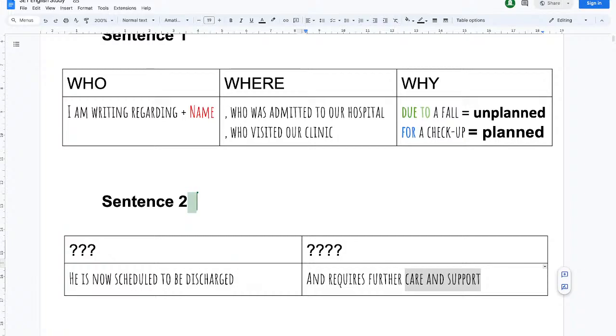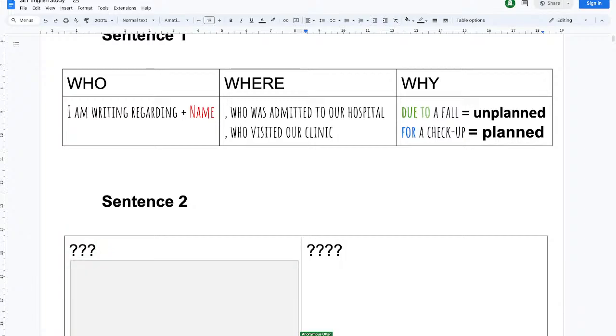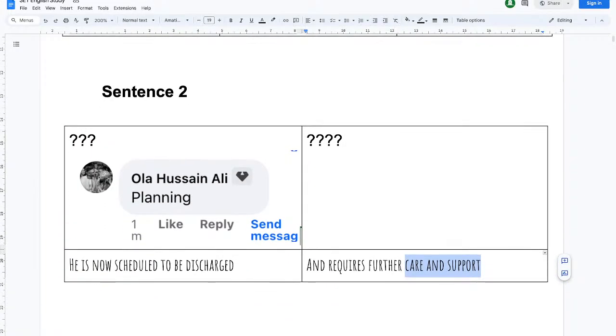But I just want to ask people about this. Now, Ola, are you saying planning here? I think Ola's trying to answer this. So Ola, nice try. Guys, she's saying that it means planning. It's a nice try, Ola, but not quite. Not quite, okay?